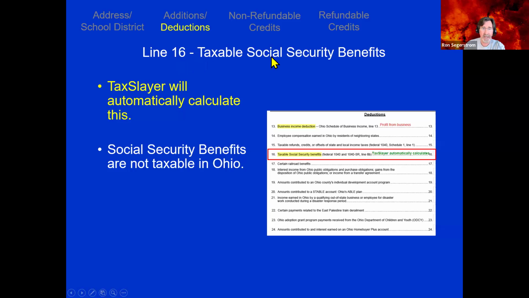Line 16, taxable Social Security benefits. Ohio does not tax Social Security benefits. So TaxSlayer calculates this amount automatically, but just be aware that it's right there, and it's going to flow to offset that amount that's on page 1 of the federal return, the taxable Social Security amount.